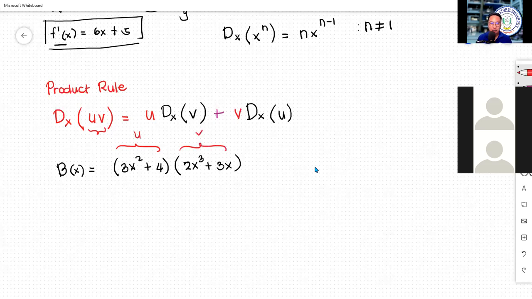We should check. Let me just write it properly. Okay. So doing the derivative of b of x, that's going to be b prime of x. We're going to copy first, based on this pattern here, the u, and in this case, our u, guys, is 3x squared plus 4.